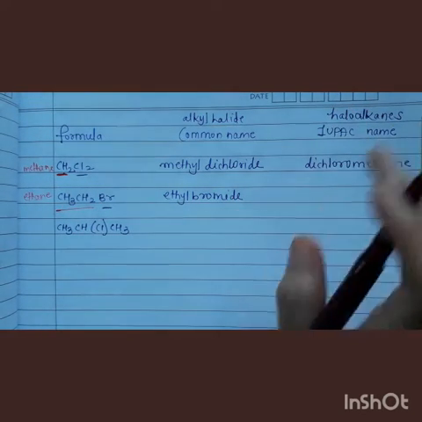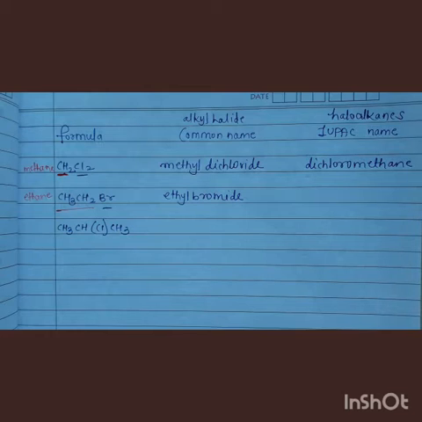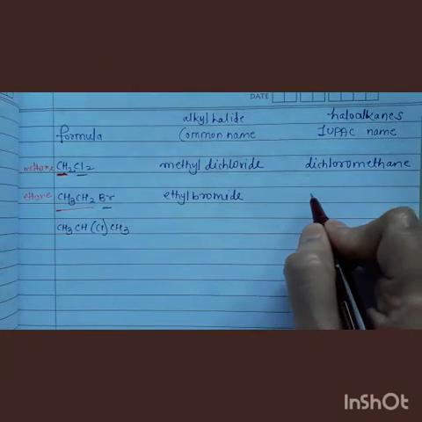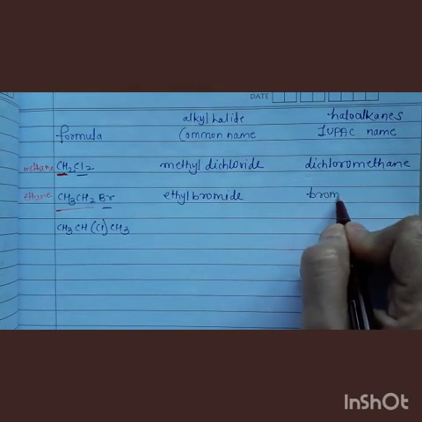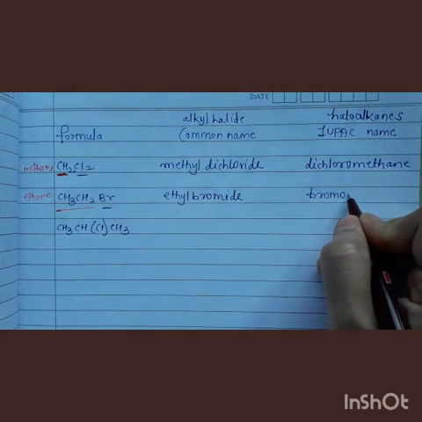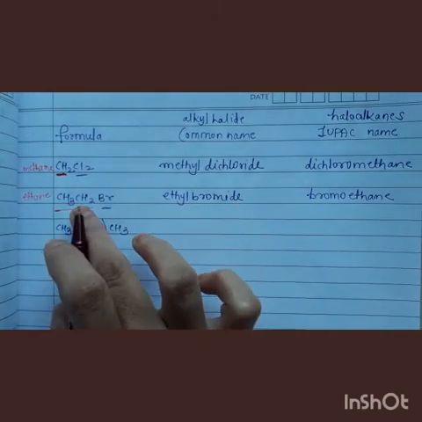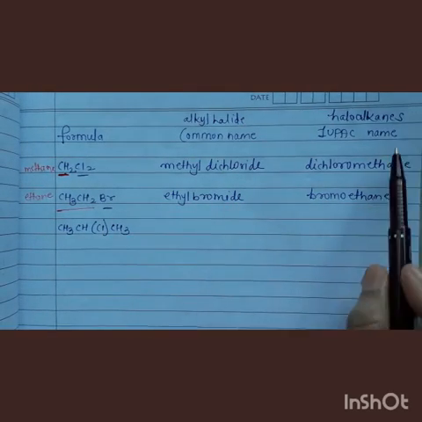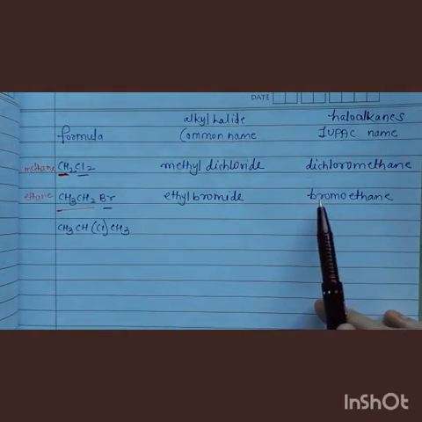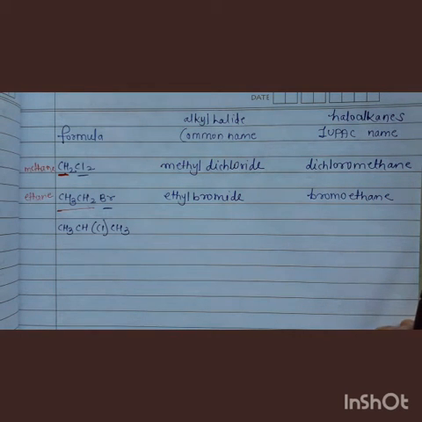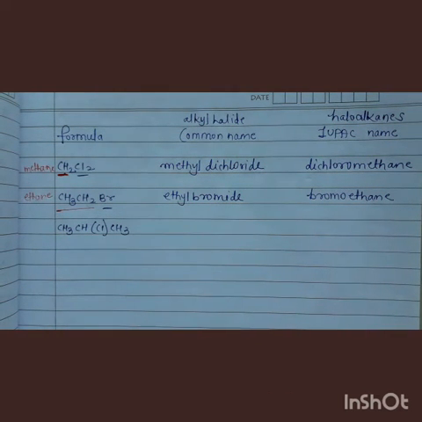Understand? Let us write the IUPAC name now. Bromine will become bromo and ethane will remain as it is. So it is bromoethane. So the common name of this compound is ethyl bromide and the IUPAC name is bromoethane. Understand? Let us see next.